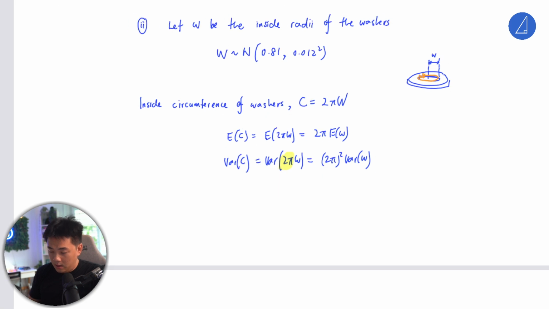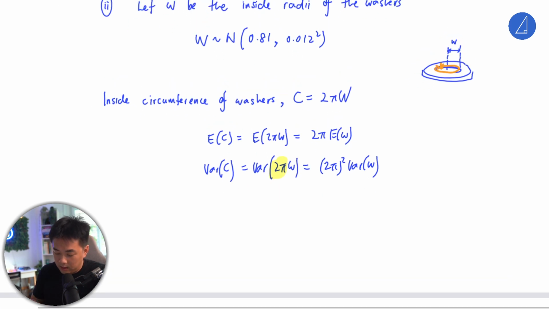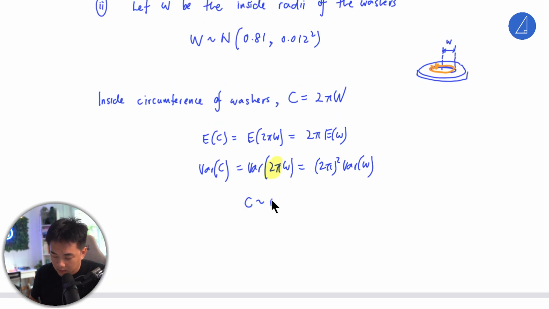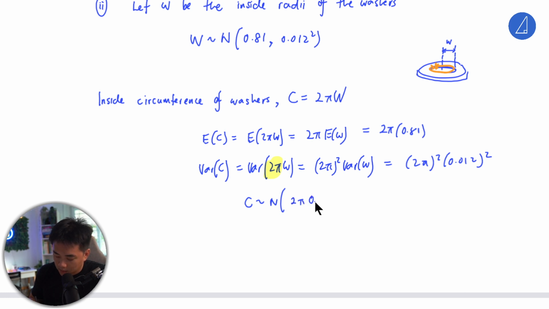Once this is done, you could just key this in as C, a normal distribution. The mean is 2π times 0.81, and the variance is (2π)² times 0.012 squared. So we're going to do that. Then this is 2π times 0.81. I'm just going to key this into the calculator. Then (2π)² times 0.012 squared.